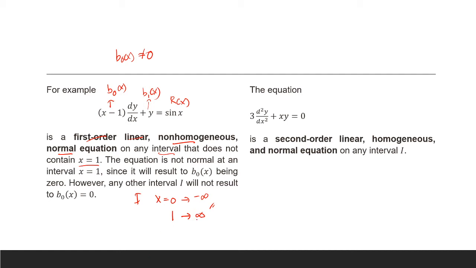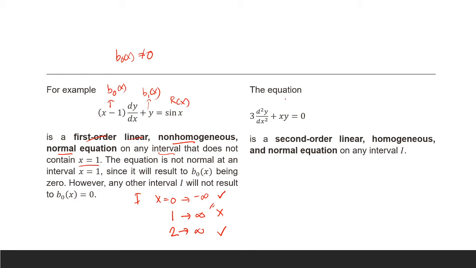Is the equation normal in this interval? No. Bakit? Kasi at x is equal to 1, magsi-0 yung b sub 0 of x natin. So, this is not normal on this equation. However, if yung interval natin is 2 to infinity, di ba? There is no chance na magiging 0 yung b sub 0 of x natin. So, therefore, normal ako dito. I'm not normal here, but normal din ako dito sa interval na to. Yan. So, yun yung tinutukoy natin about normality pagdating sa intervals.